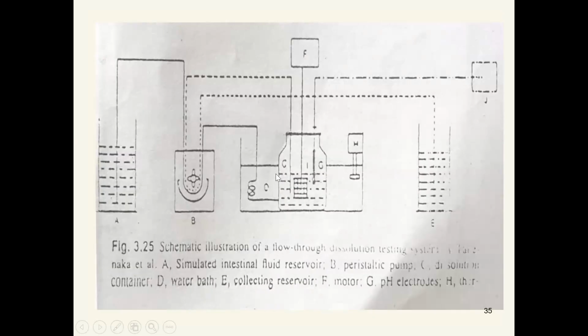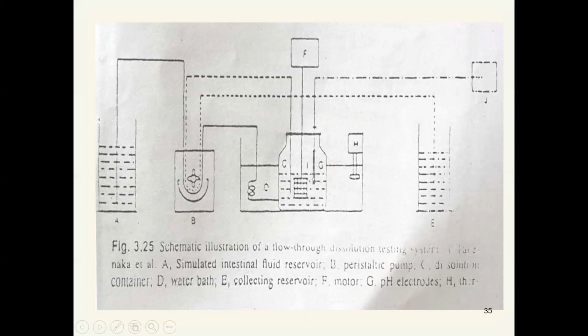This one, C, is the dissolution container. D is the water bath. E is the collecting reservoir. F is the motor. G is the pH electrodes. Where is G? Here. This is the dissolution medium. This is the pH electrodes. This is the basket. Next, F is the motor. This one is J. J is the pH meter.